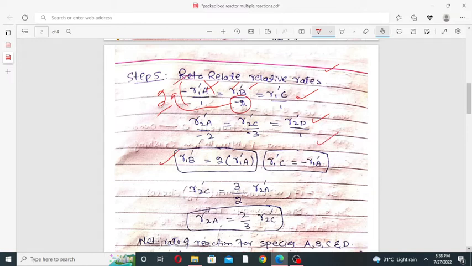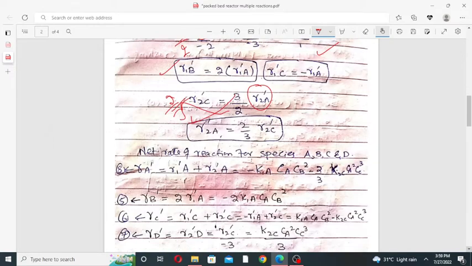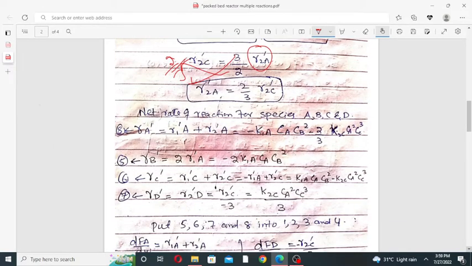Similarly, R2C dash will be equal to 3 divided by 2 into R2A dash. Similarly, R2A dash can be obtained by rearranging these terms. 2 will come to this side and 3 will come to this side. So these are now the net rates of reaction for species A, species B, C and D.